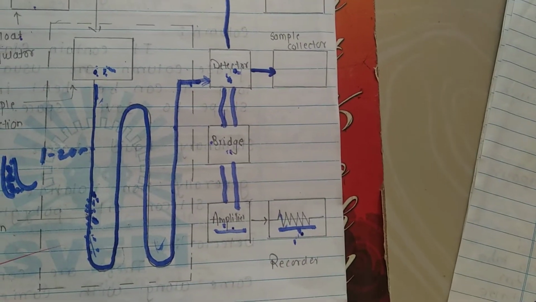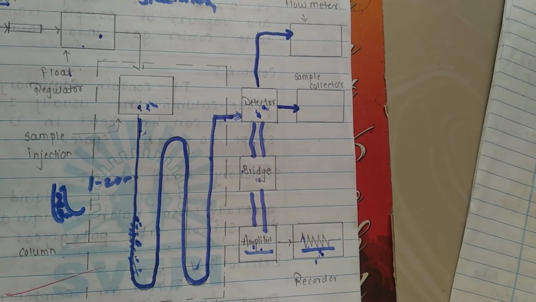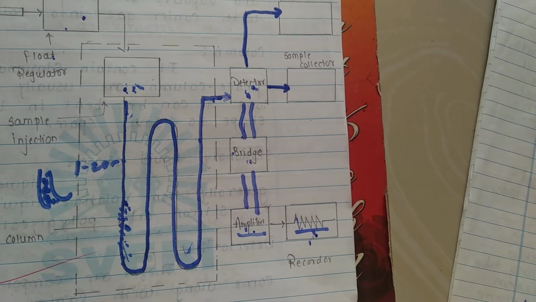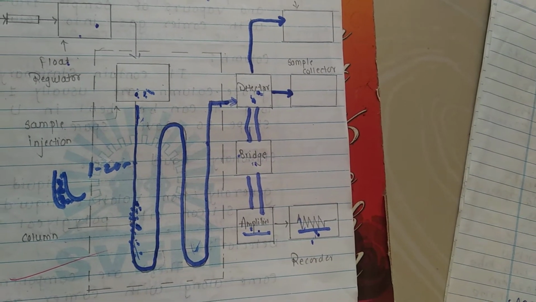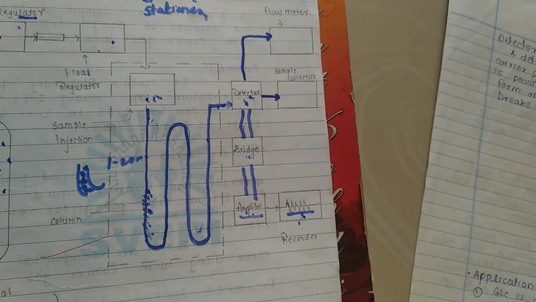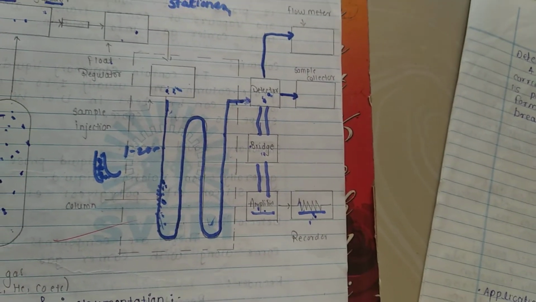Next, uses or applications of this method. This method is used in separation of all classes of organic compounds. Means consider a chemical formula CH4. By using this method, you can easily identify how many carbon atoms are present there, how many hydrogen atoms are present there. Second application, it is used in the petroleum industry for analysis of gasoline, wax, petrol, diesel, kerosene, naphtha, dry cleaner, etc.